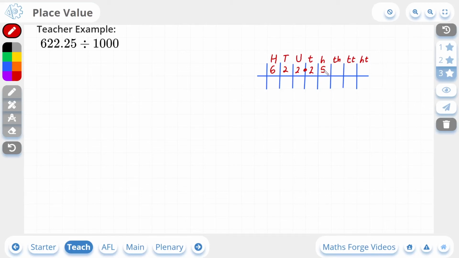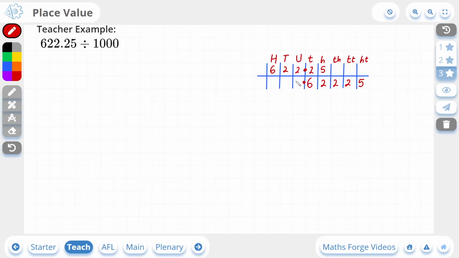This 5 is going to go from the hundredths column to 1, 2, 3, the 100,000ths column. So it's going to go here. This 2 is going to follow it and position itself here. And this 2 is going to follow as well, followed by the other 2 and the 6. And remember, the decimal place does not change. It stays where it is.